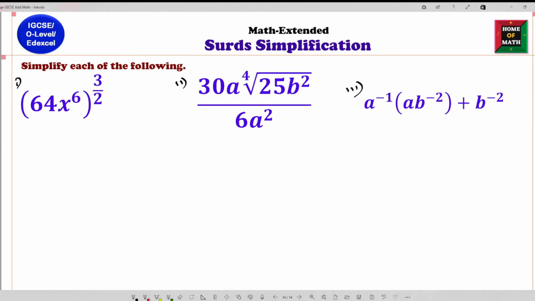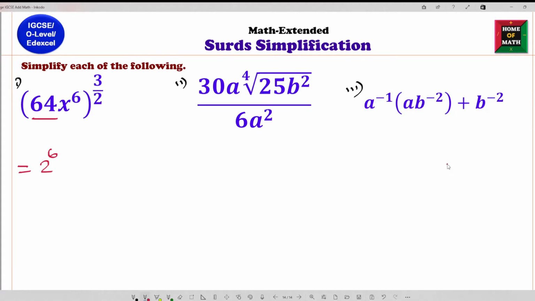Simplify each of the following. First one, 64 x to the power 6 to the power 3 by 2. So this one we can simplify like this. 64 we can write as 2 to the power 6, right?